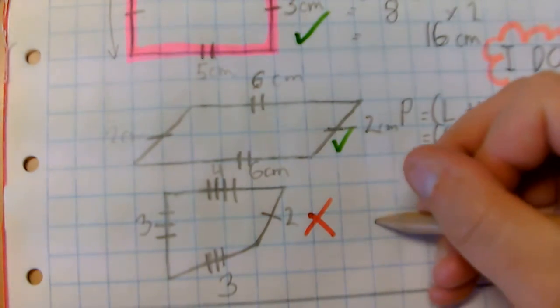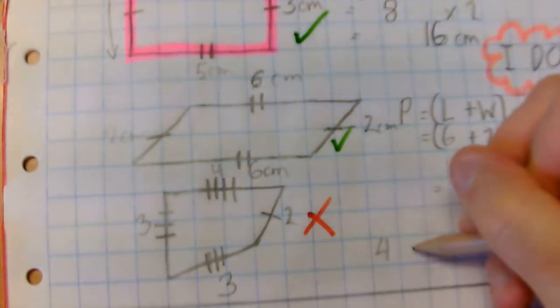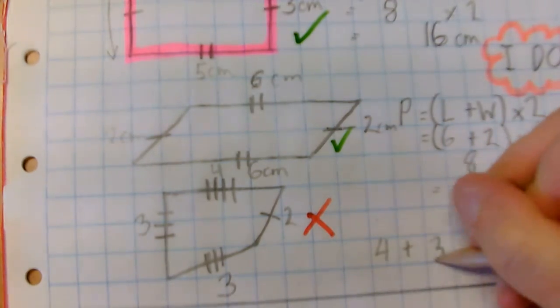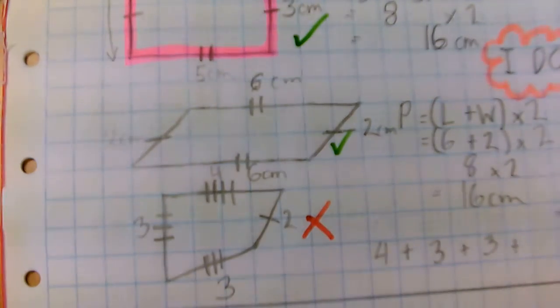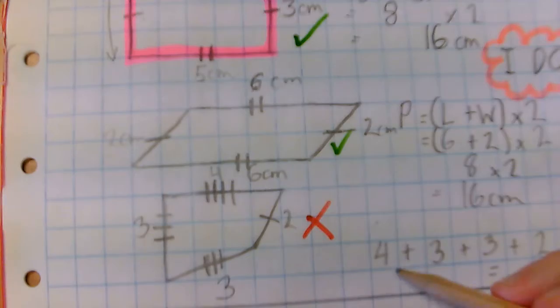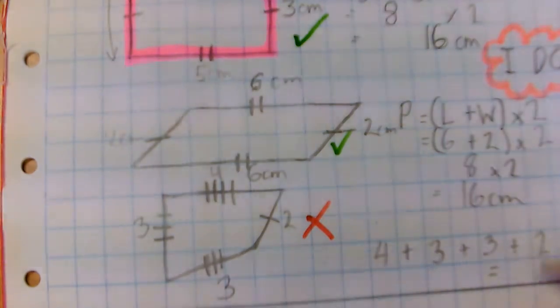So if I go 4 plus 3 plus 3 plus 2, that's going to give me, 4 plus 3 is 7, plus another 3 is 10, plus 2, a perimeter of 12 centimetres. So that's my I do.